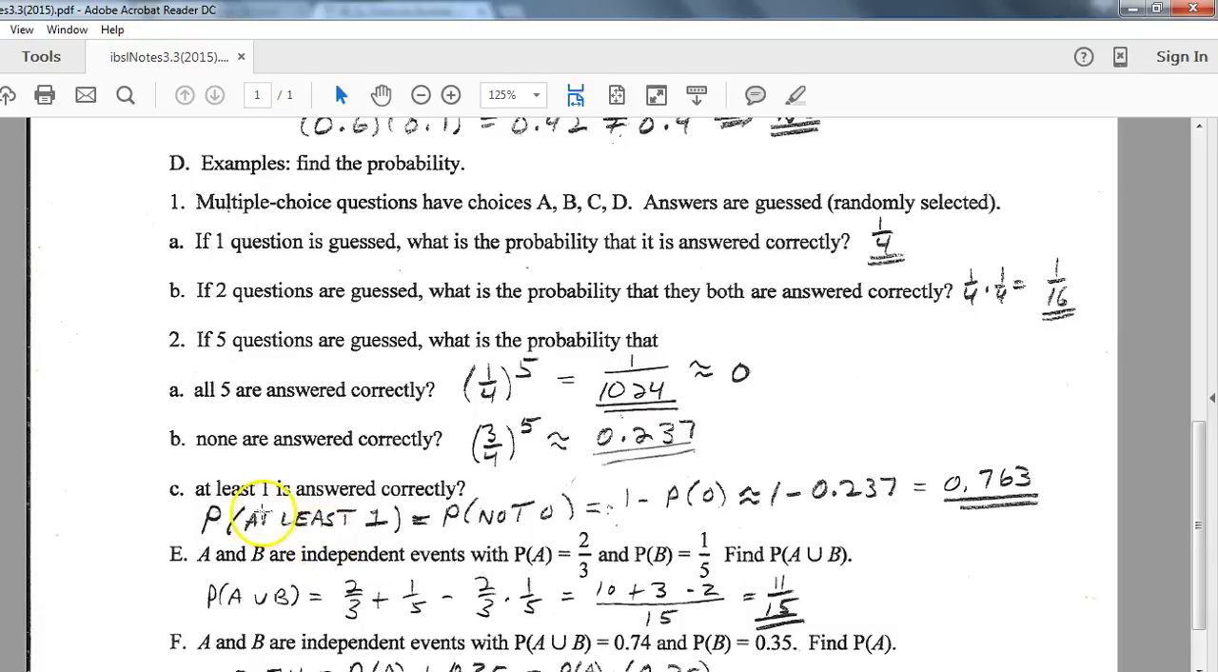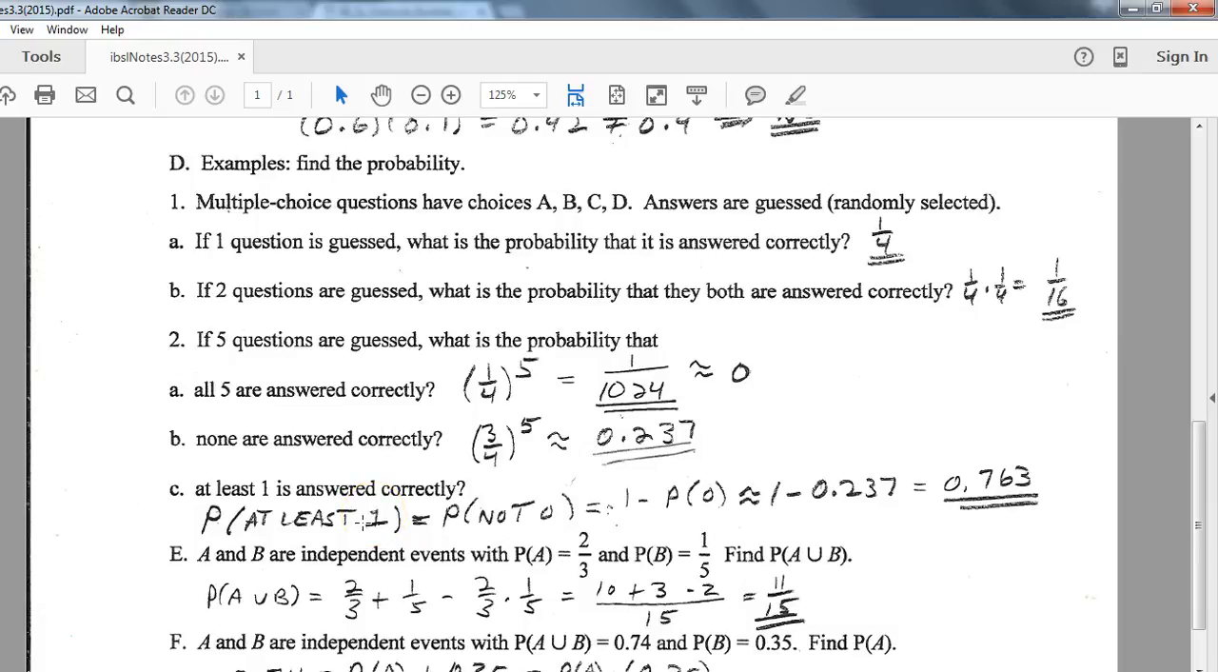In a case like Part C, and I hope you're catching this, this is a huge shortcut. When you say at least one is answered correctly, there's a lot of cases that you would have to figure out to add together in order to come out with this answer. If we said at least one correct, then I'd have to say, well, what's the probability of getting 1 correct? That's 1 out of 4. What's the probability of getting 2 correct? That's 1 out of 16. What about 3 or 4 or 5? And I would have to add all those cases together. And that works, but here's a shortcut.